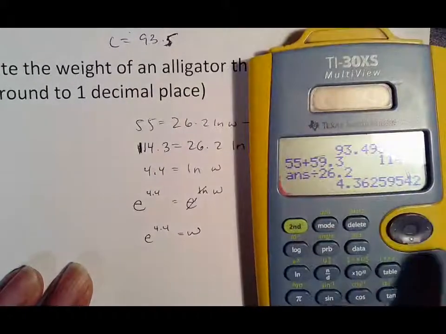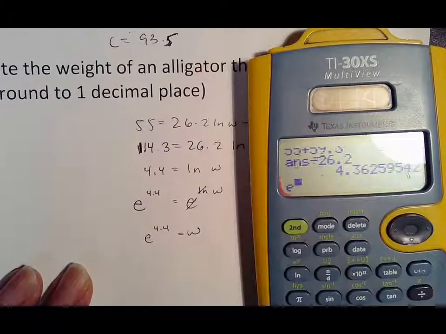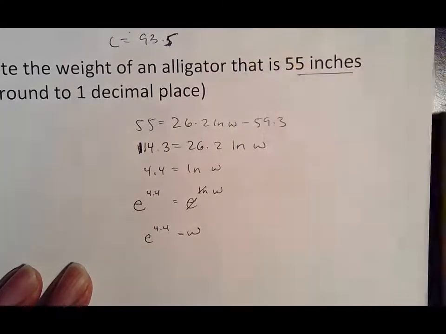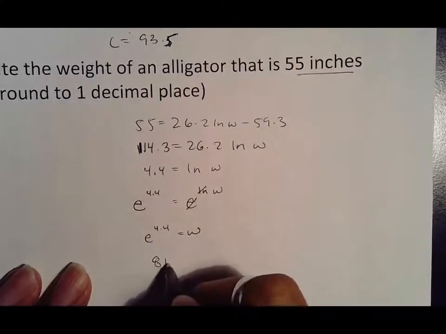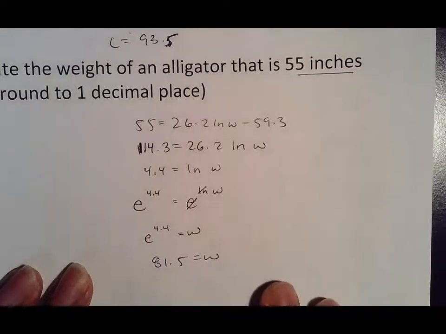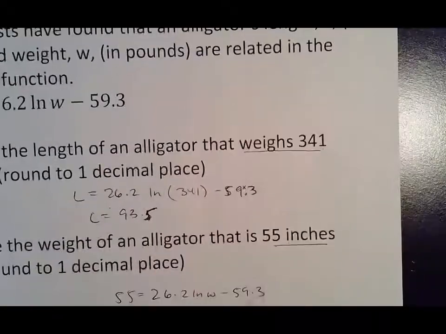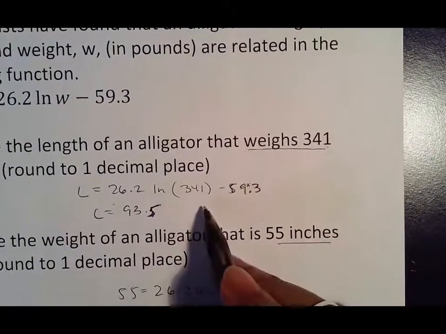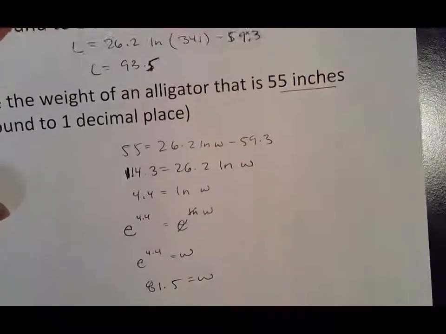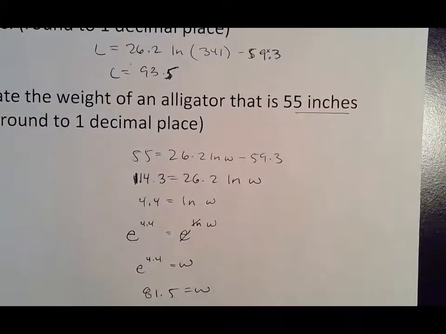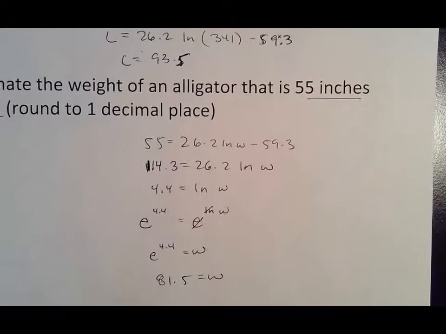And so what happens is you just type in your e, using second ln or whatever button you would use, to the 4.4, and you'd get 81.5 would be your weight. So consider the other one. 341 pounds was 93 inches or so. 81 pounds is about 50 inches. I think it makes sense as long as you don't get an answer that is way out of whack with, you know, the way the problem's set up.